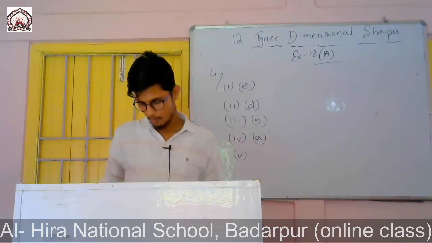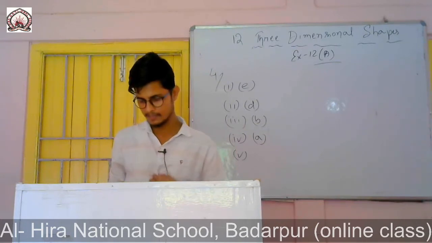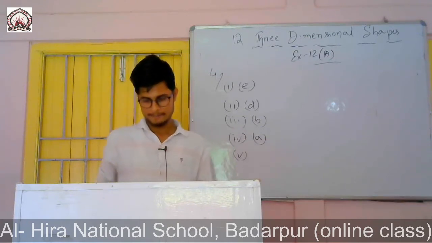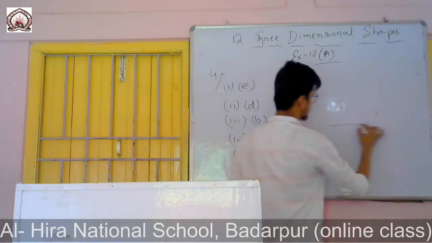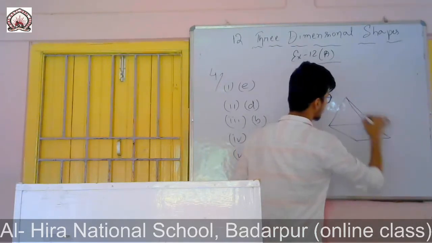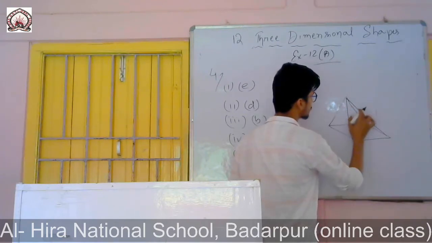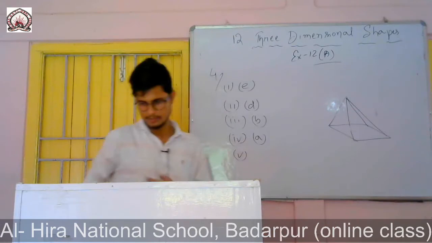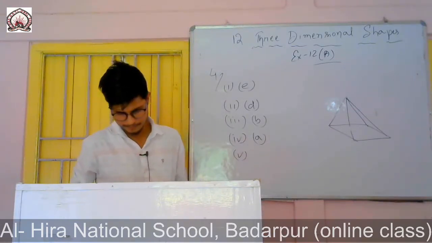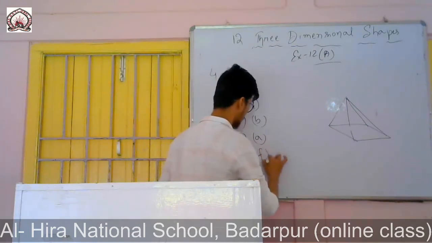Then 5. One square base, 4 triangular faces. So square base, that means the base should be a square and 4 triangular faces. That means it will be a pyramid, square pyramid like this. One rectangular base and 1, 2, 3, 4 triangles. So it will be a pyramid. F. 5 answer is F.